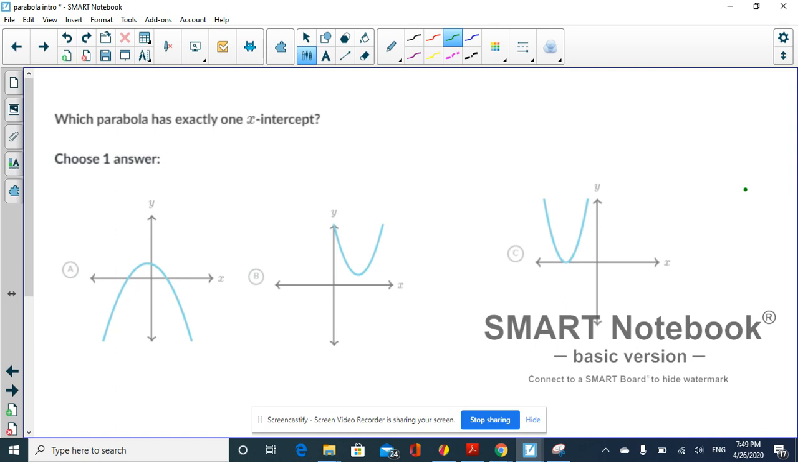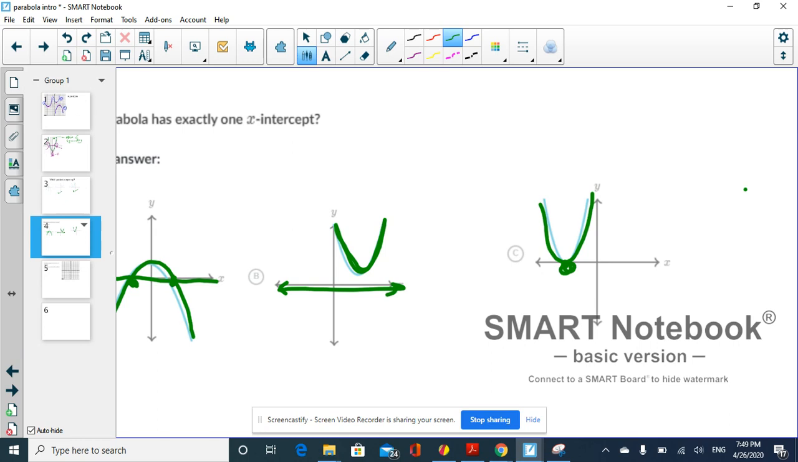Which parabola has exactly one x-intercept? The x-intercept is the point where the graph intersects the x-axis. This is the x-axis and this is the graph. The graph cuts the x-axis at 2 points, so we have two x-intercepts for the first one. The second, the graph and the x-axis: the graph doesn't cut the x-axis, so we don't have any x-intercept. The third one, we have only one x-intercept. So the third one is the correct answer. Okay.